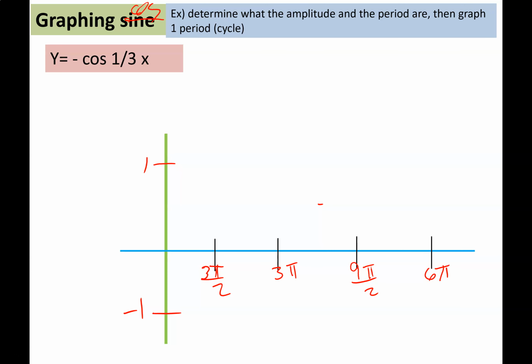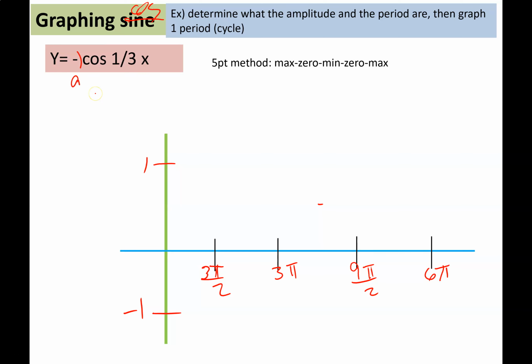Okay, so I already included most of the items that we needed for the graph. I need to pay attention to my 5-point method. So there it is again. So it's max, 0, min, 0, max. Our a value again was a negative value.